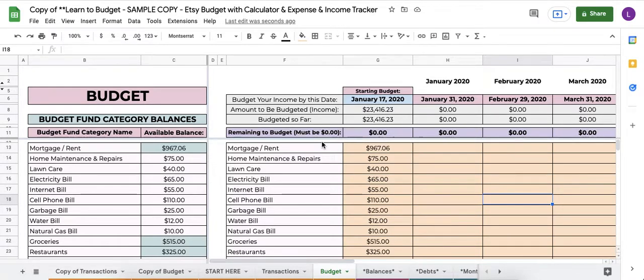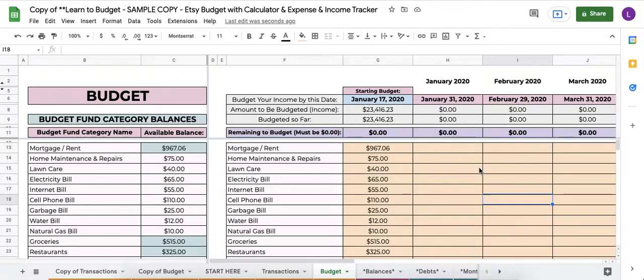So we just finished up step number 7, and now I'm going to show you a little bit more about how this budget tab in orange right here specifically works. Before we start, I just want to point something out so it doesn't confuse you.